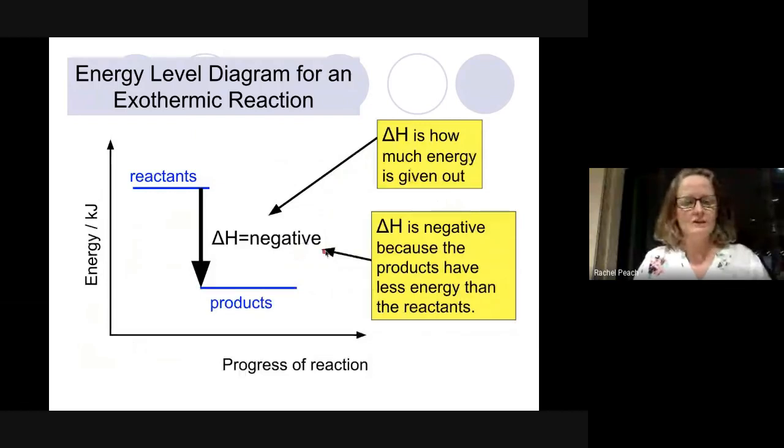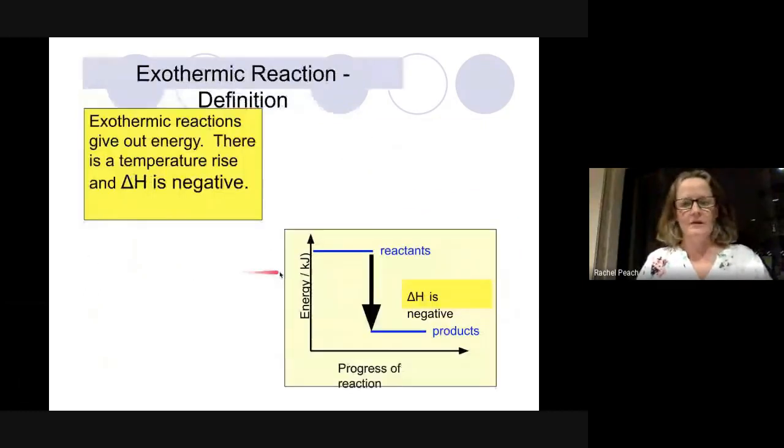In terms of stage 6 chemistry, delta H is our enthalpy of reaction. So if delta H, the amount of heat given out, is negative, i.e. heat was lost from the reactants, that is an exothermic reaction. So delta H is negative, exothermic reaction.